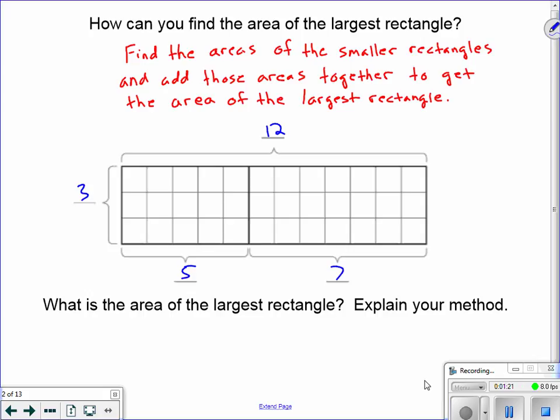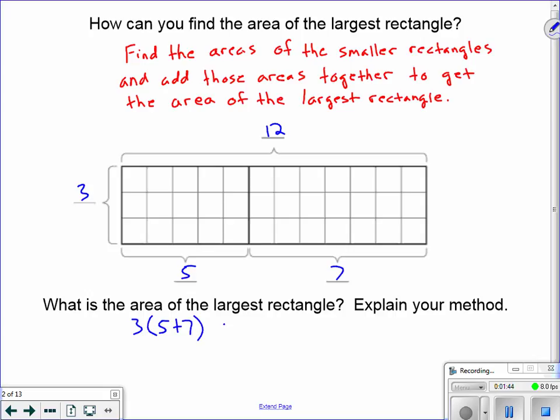So one way would be to take the 3 times the 5 plus 7, because 5 plus 7 makes up the base, the 3 makes up the height. And if you remember from before, area of a rectangle is base times height. So that's one way we could think about it.